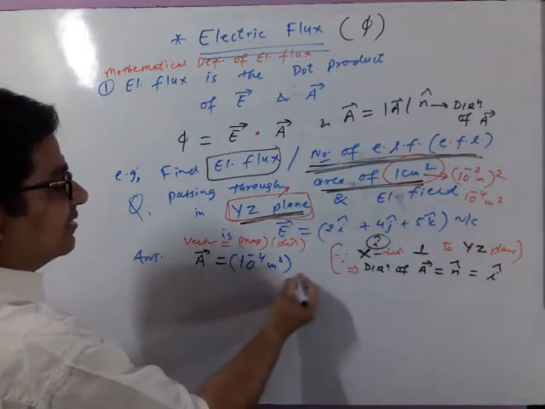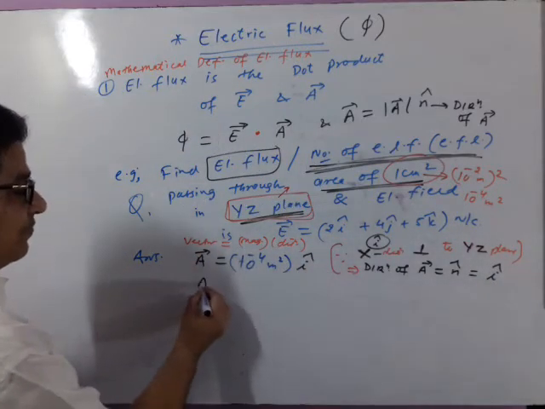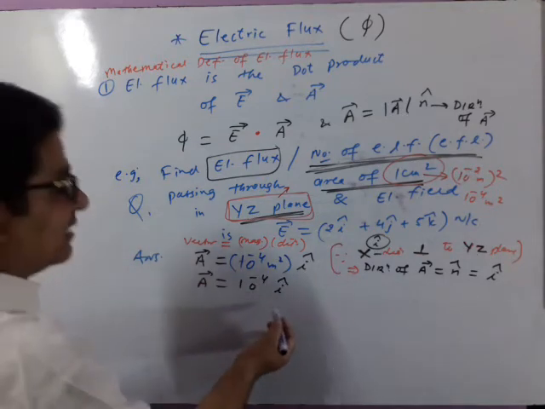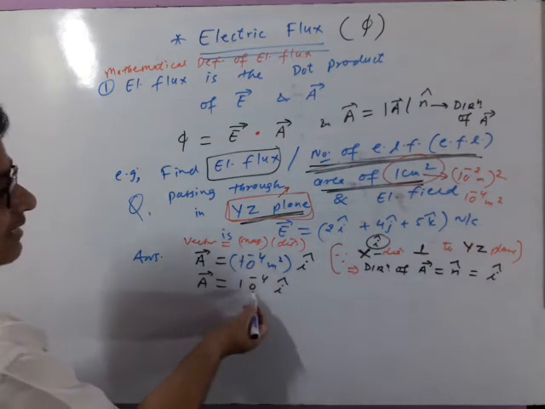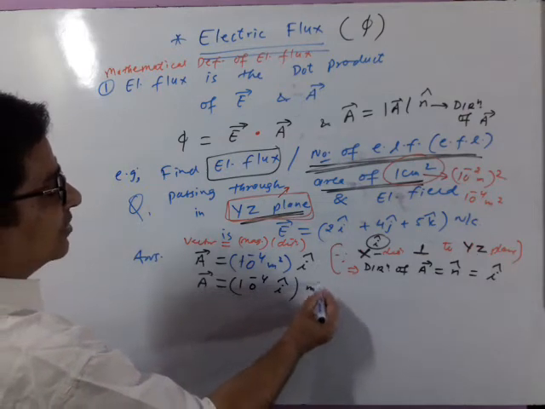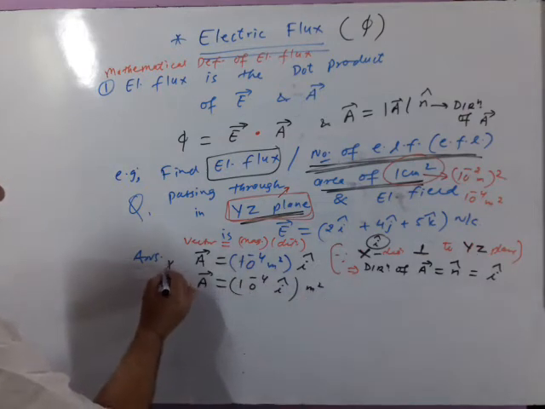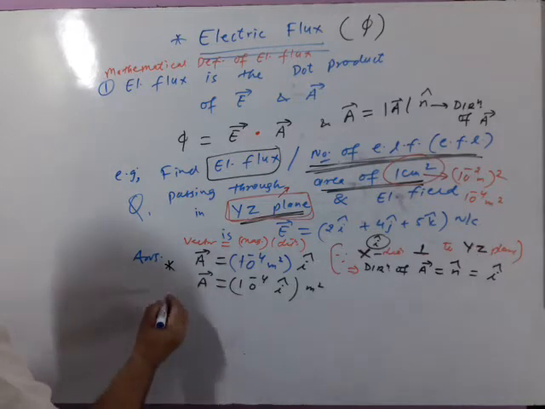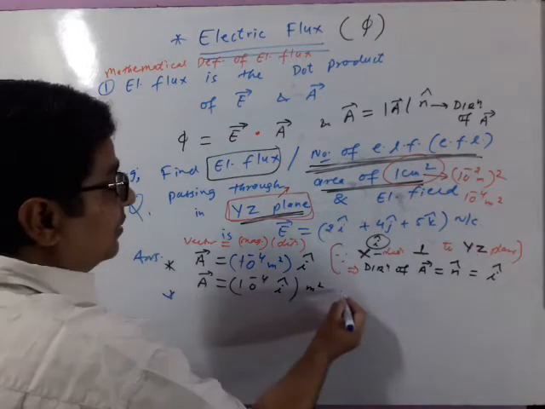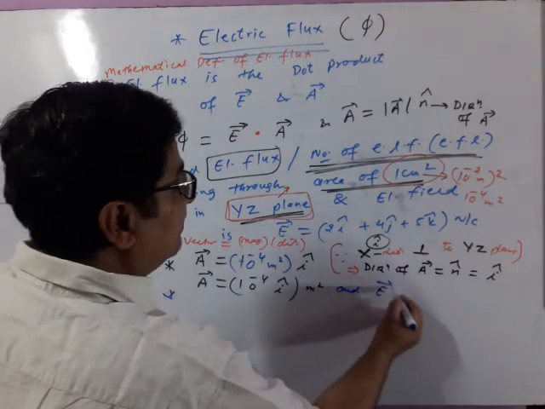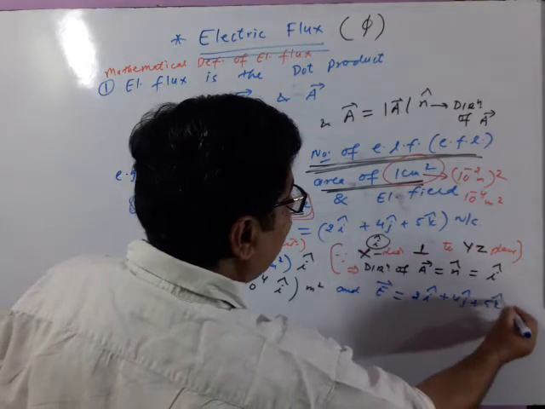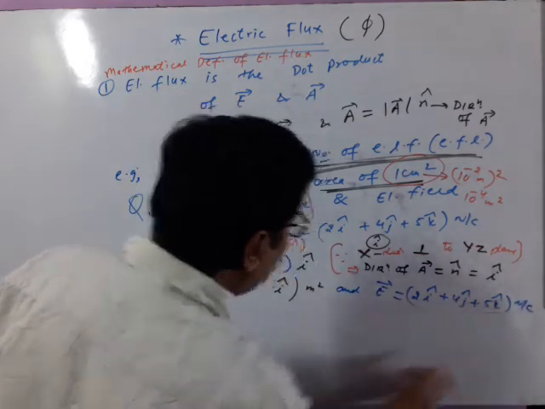So the area vector is this into i cap, 10 raised to the power minus 4 i cap. You are writing in SI units, so you can write it like this or with meter square. This is the revision of area vector. Now E vector is also given to you: 2i cap, 4j cap and 5k cap Newton per coulomb.